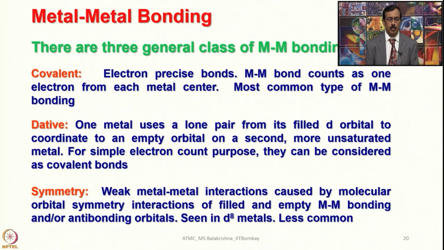Now, we have the last one, a very rare one, called symmetry metal-metal bonding. What does it mean? These are weak metal-metal interactions caused by molecular orbital symmetry interactions of filled and empty metal-metal bonding and or anti-bonding orbitals seen in case of d8 metals, but they are less common in nature.